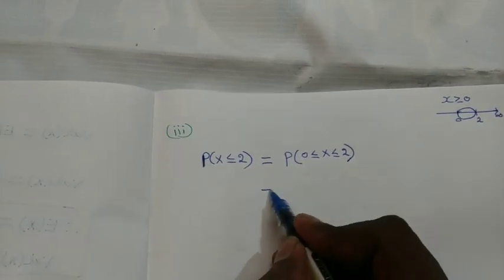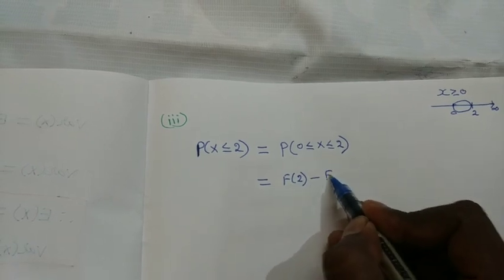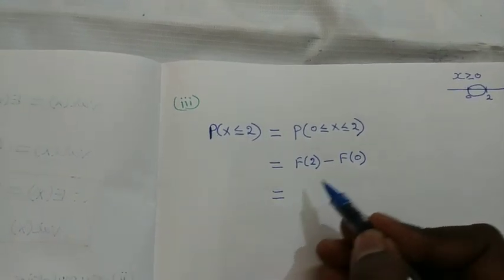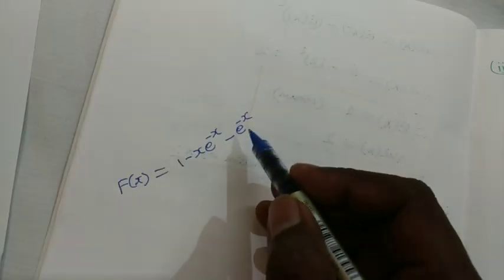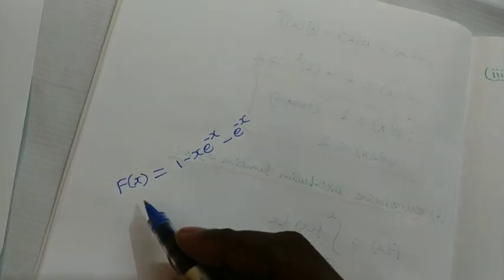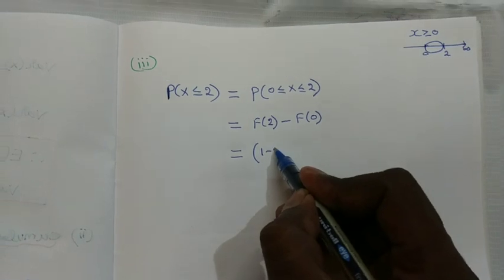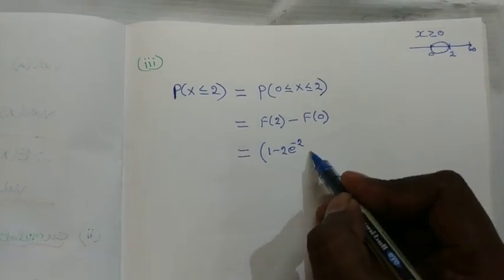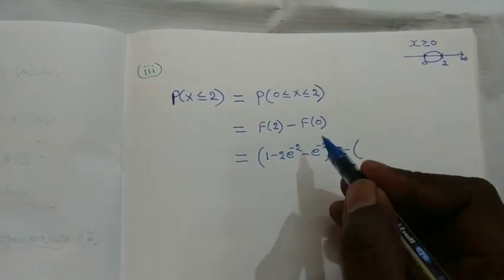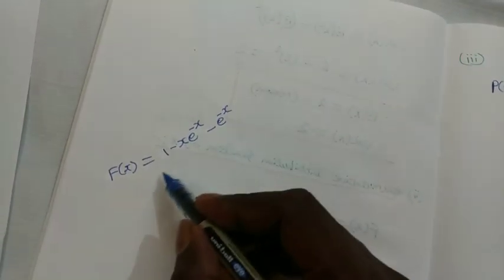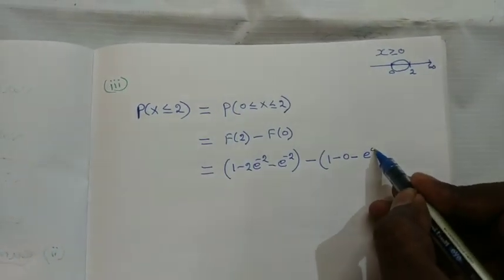Okay, so now by using the CDF method, this can be written as f of 2 minus f of 0. But already in our previous one, we found f of x. This is f of x. Here I want f of 2, so put x equal to 2 here. For f of 2, put x equal to 2: 1 minus 2 e power minus 2 minus e power of minus 2. And then minus f of 0. Put x equal to 0 here: 1 minus 0 minus e power 0.